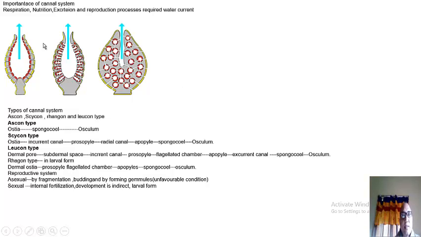So based on this canal system, the sponges are divided into 3 types: ascon type, sycon type, and leucon type.